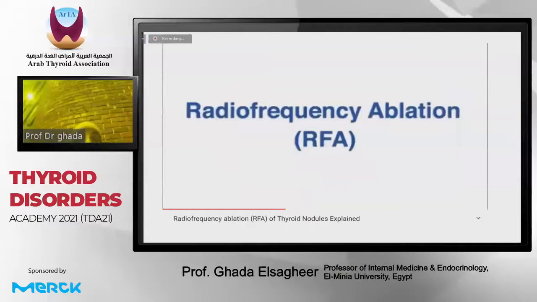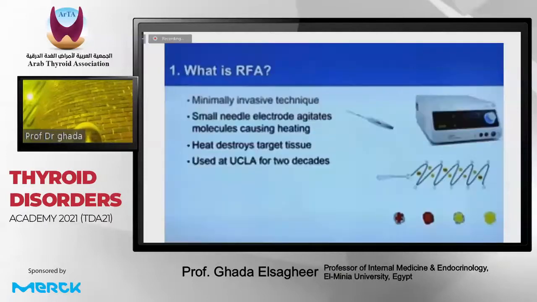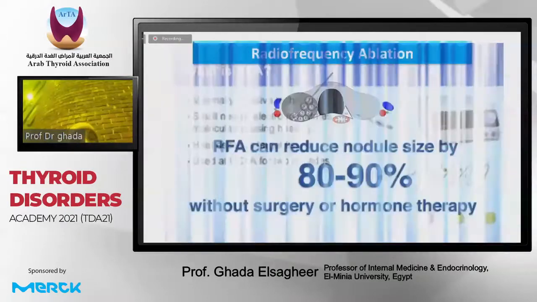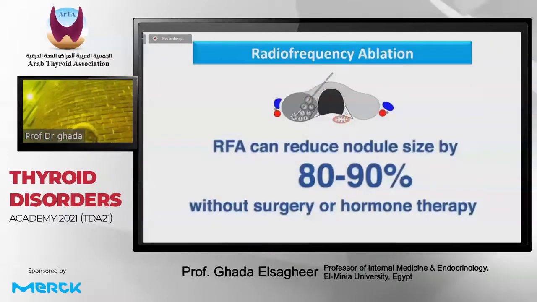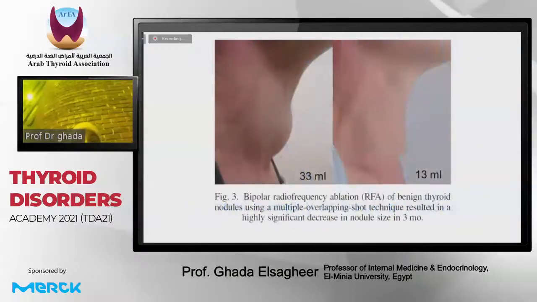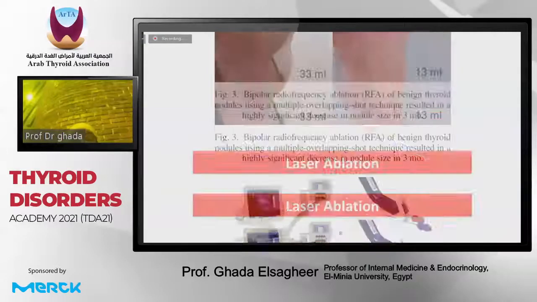In short, we will cover some points about radiofrequency and the different modalities. What is radiofrequency? A minimally invasive technique where a small needle electrode agitates molecules, causing heating. Heat destroys the target tissue. It has been used for 2 decades. Radiofrequency ablation can reduce the nodule size by 80 to 90% without surgery or hormone therapy. In this example, a nodule of 33 ml after radiofrequency ablation with the multiple overlapping shots technique showed a highly significant decrease in nodule size in 3 months.